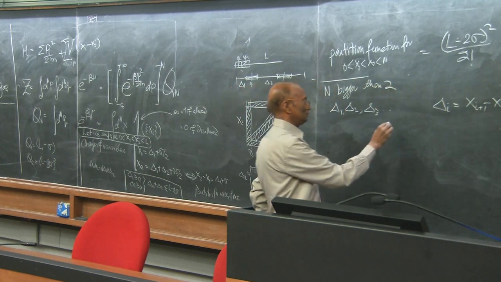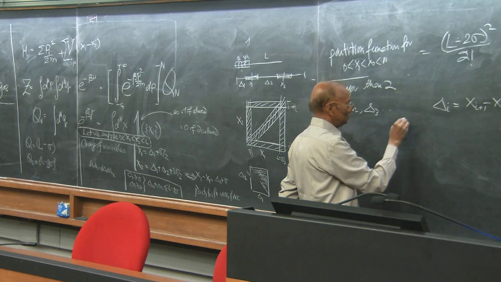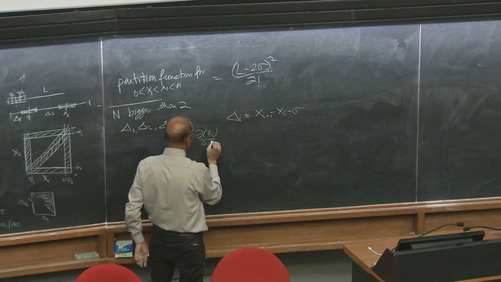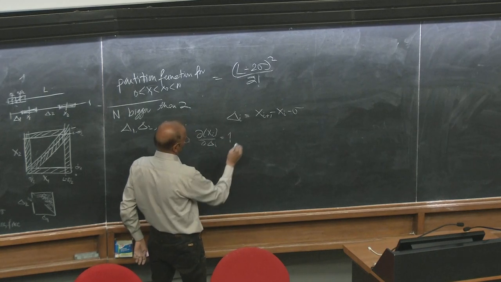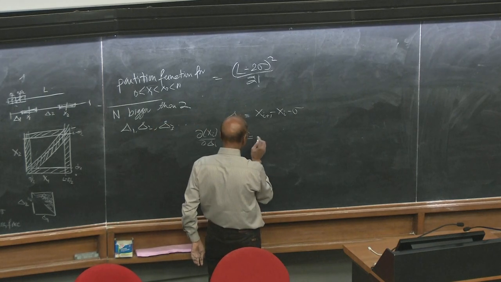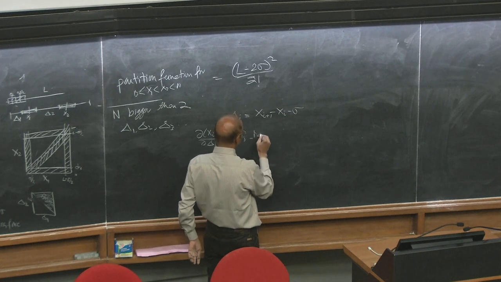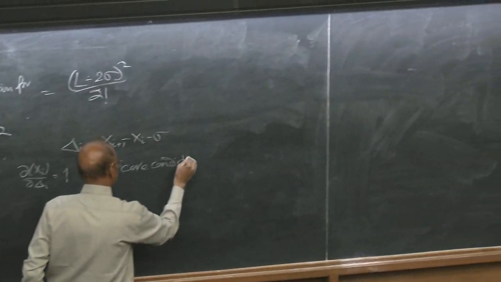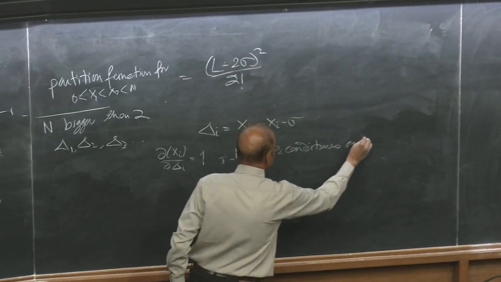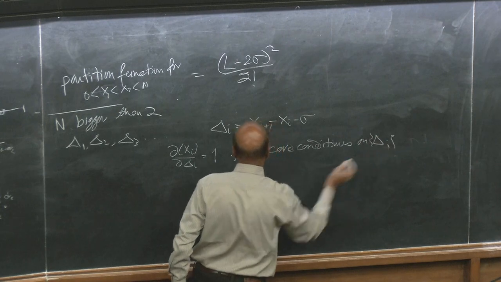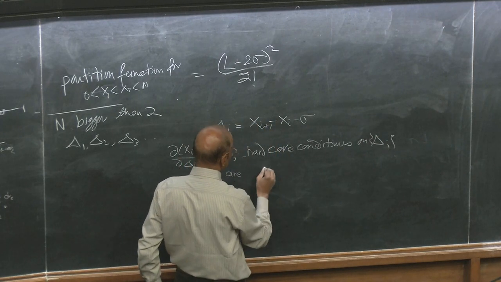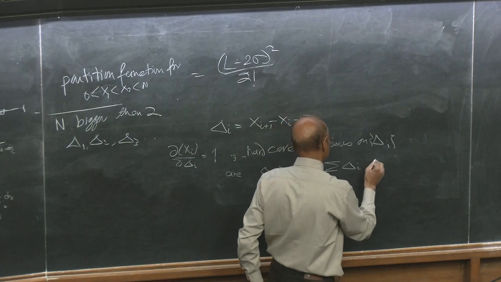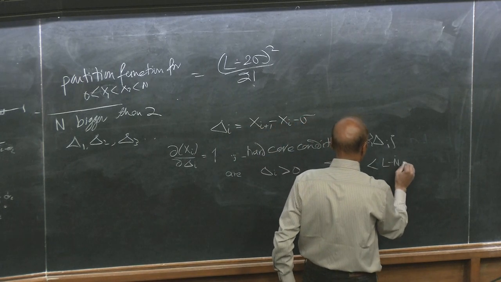Again, the Jacobian d x_i by d delta_i is 1. And so then the hardcore conditions on delta_i are simpler. Each delta_i is greater than 0, and the summation of delta_i is less than L minus N sigma.